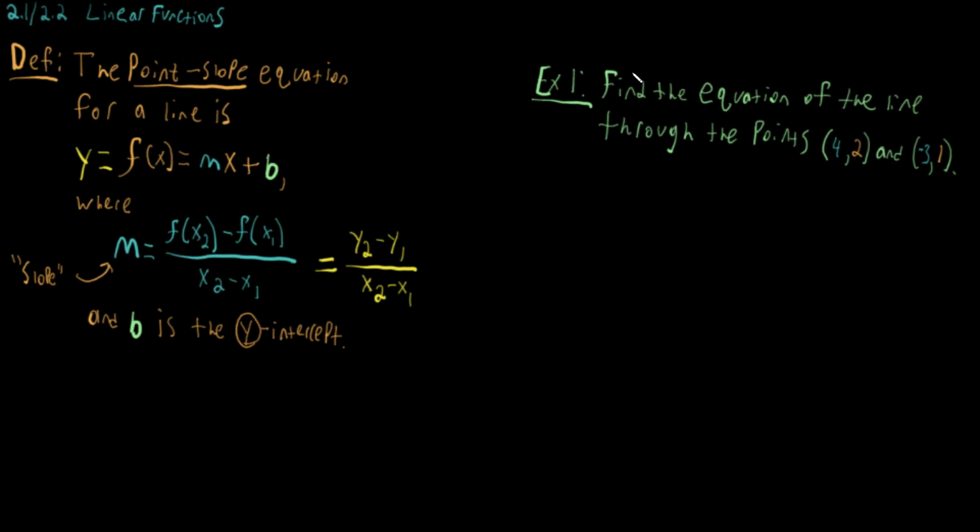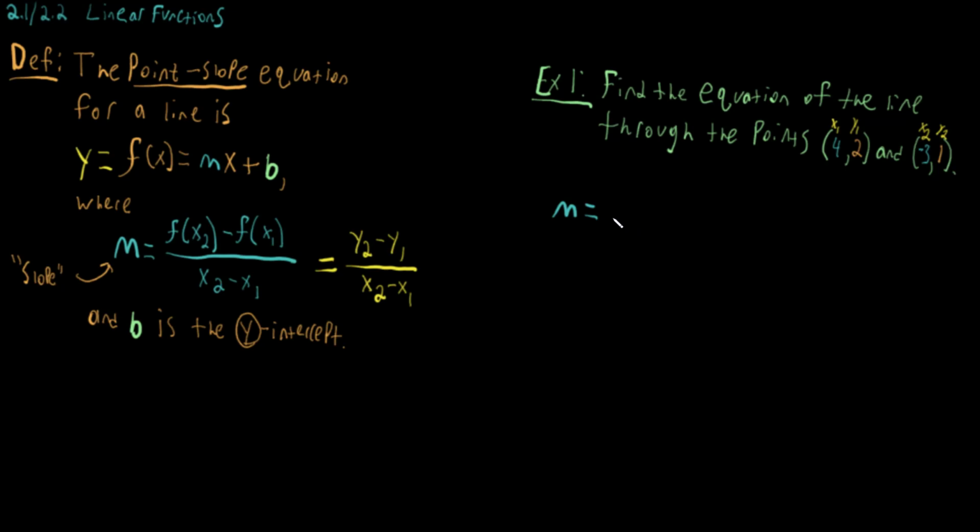So let's do a real quick example. Let's find the equation of the line through the points (4, 2) and (-3, 1). First, we're going to need to find the slope. The slope is y2 minus y1 over x2 minus x1. And remember, we can label everything if we want to. This we'll call x1 and y1. This we'll call x2 and y2.